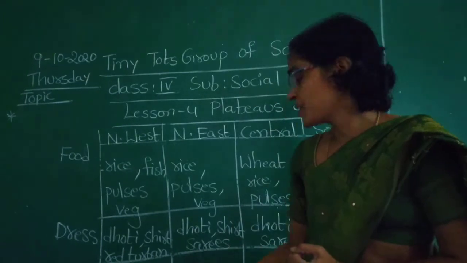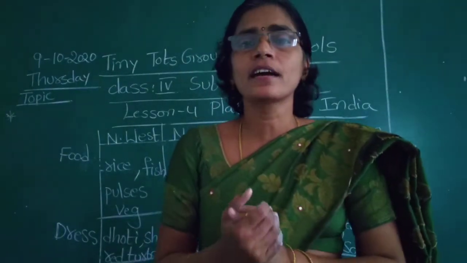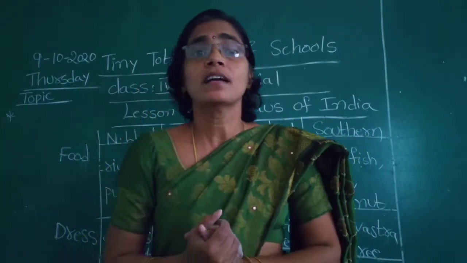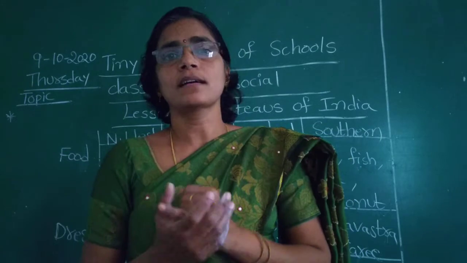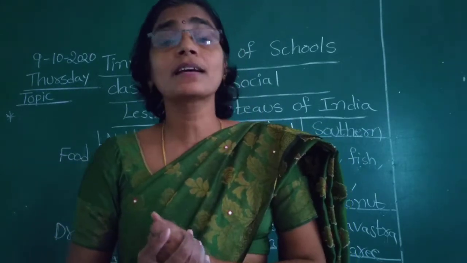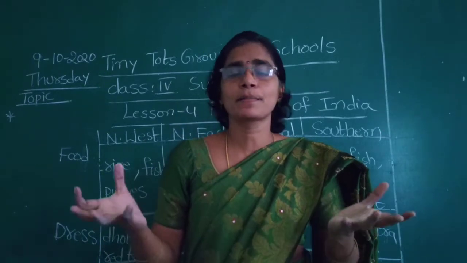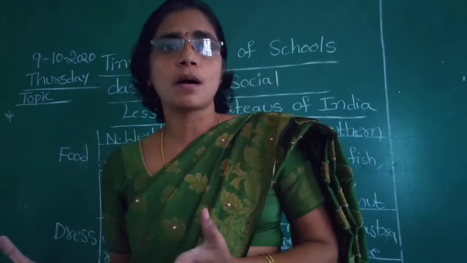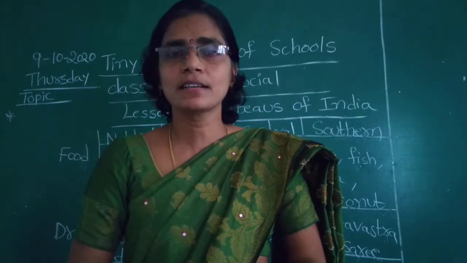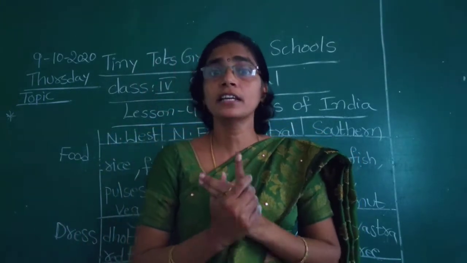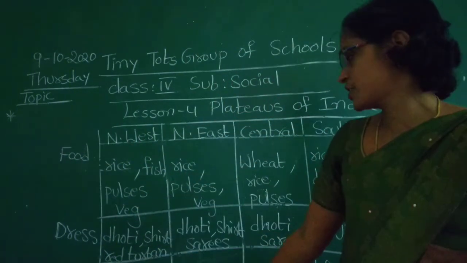And occupation. They are mostly depending upon farming and they are cultivating the crops like rice, sugarcane, wheat, pulses and vegetables. And they are celebrating the festivals like Ganesh Chaturthi. And they are practicing music and drama. Example, the folklore, tamasha. T-A-M-A-S-H-A, tamasha. Okay, this is about northwest region.